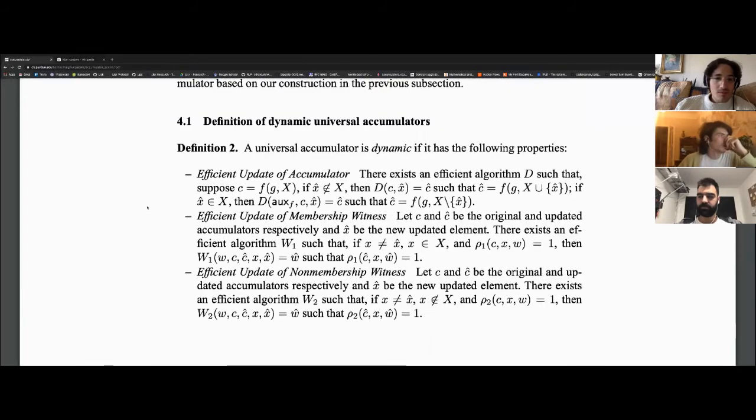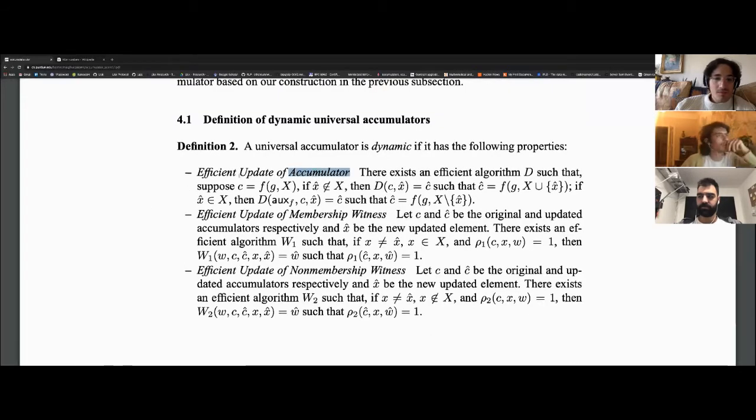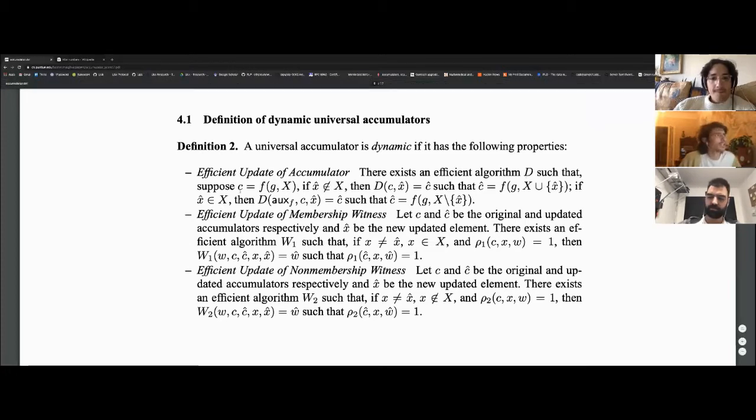Okay, so efficient update of the accumulator. What that means, again, is that I want to add a new element into the database. There is an efficient algorithm D in their language such that if C was the resulting accumulator for capital X, and there is now an X hat that is not part of X, then I can run this algorithm on C and X hat and find the C hat such that this is the new accumulator.